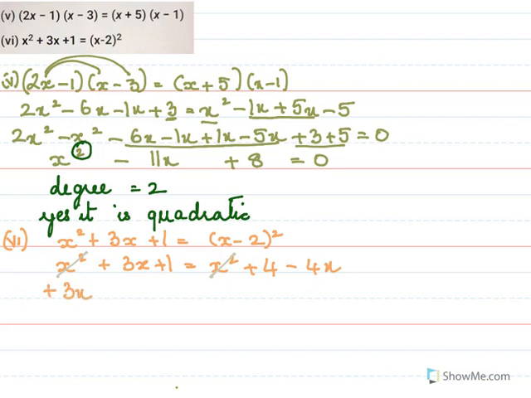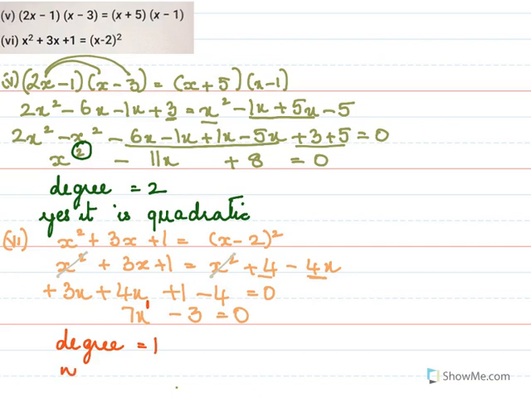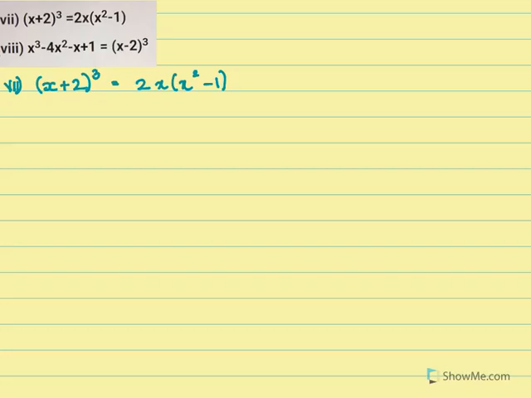We'll put it together. 3x, this is the x term here. It comes here, becomes 4x plus 1, this minus 4 equal to 0. So 7x minus 3 equal to 0. So in this case, the degree of this equation, have you seen, is 1. So it is not quadratic. It can't be quadratic. Degree is 1. We need to have degree 2 to be quadratic.